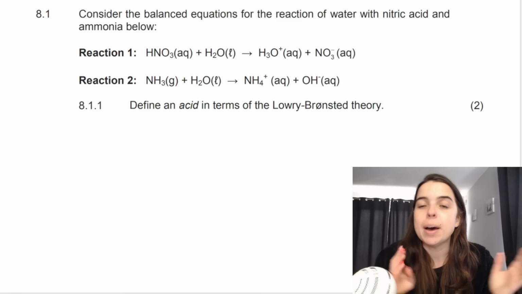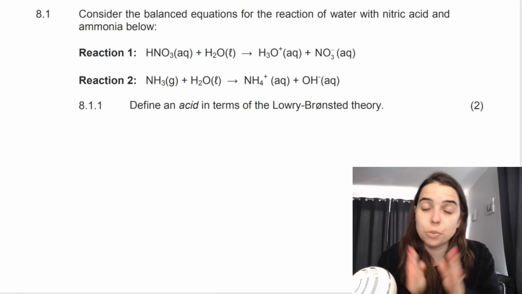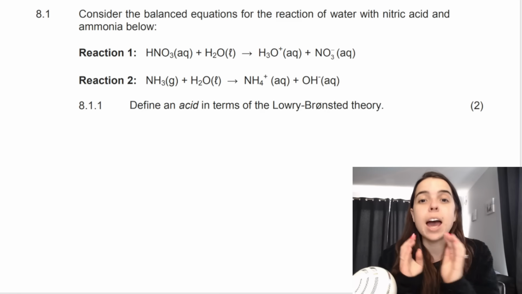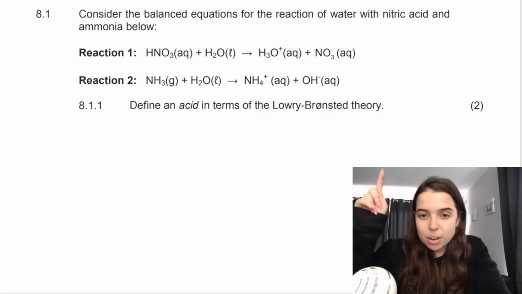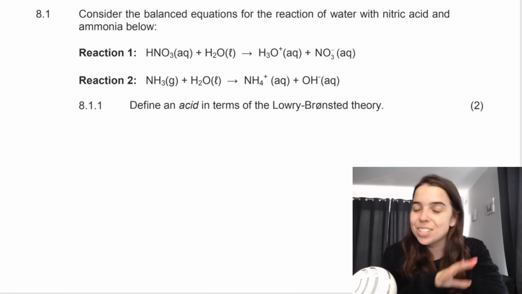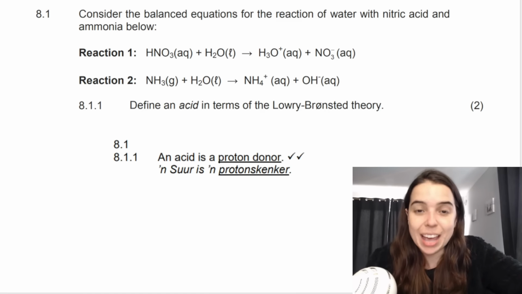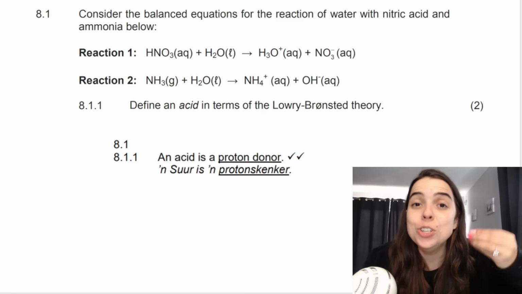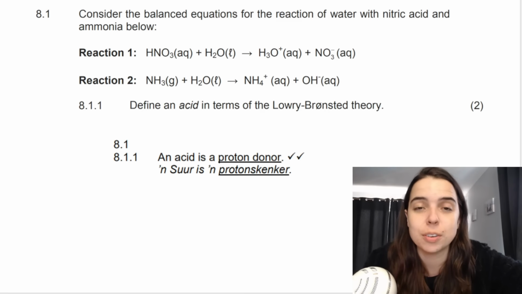Now remember we spoke about how we can define acid in terms of two different theories, Arrhenius and Lowry-Bronsted. Lowry-Bronsted is the easier one to remember out of the two. It's a definition, you need to study it. And we've got an acid is a proton donor. It gives away a proton.